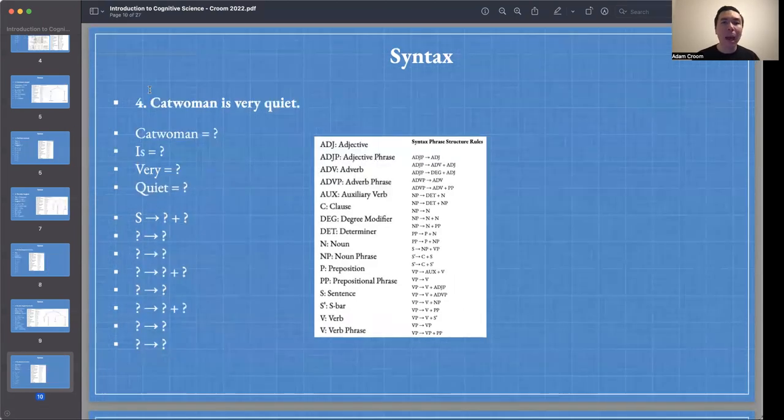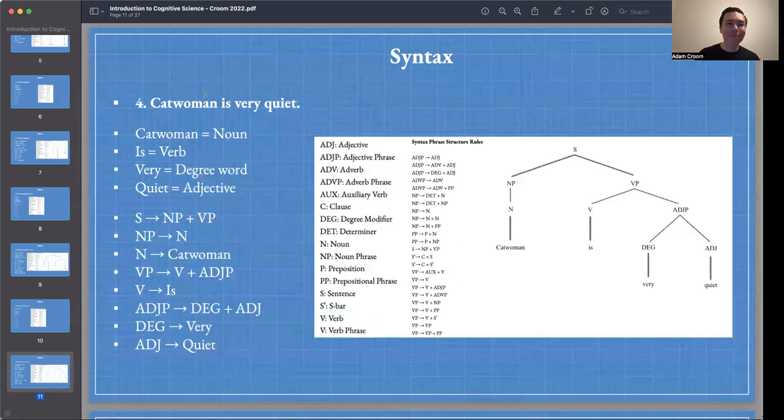Next sentence: Catwoman is very quiet. Let's go ahead and identify each of the lexical items, or each of these linguistic items: Catwoman, what is that? Is, very, and quiet. Take one moment and let's move on. Okay, so we know that Catwoman is a noun, is is a verb, very is a degree word, and quiet is an adjective. Who's quiet? Catwoman is quiet. So we know that it's the noun that's being modified or qualified here with quiet.